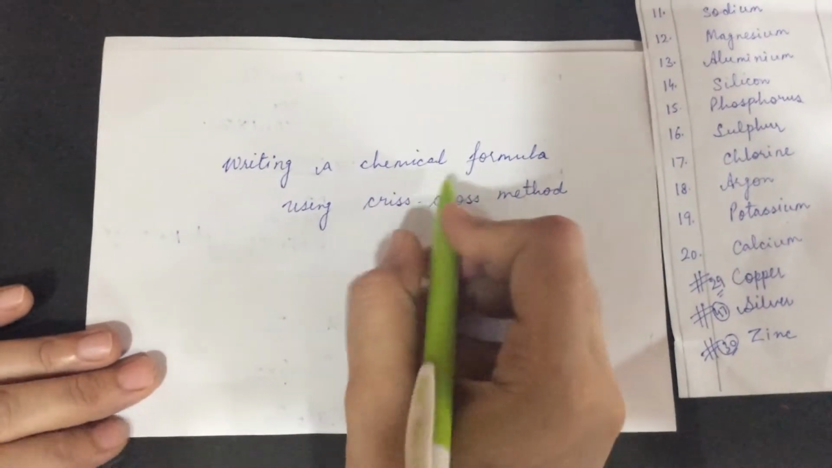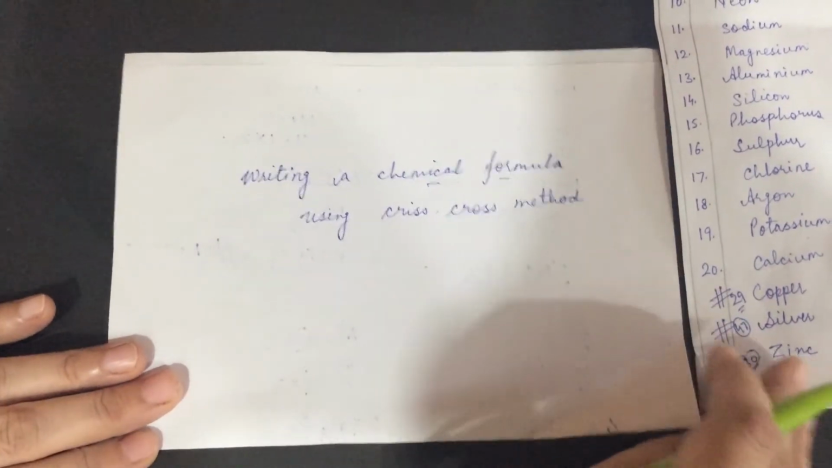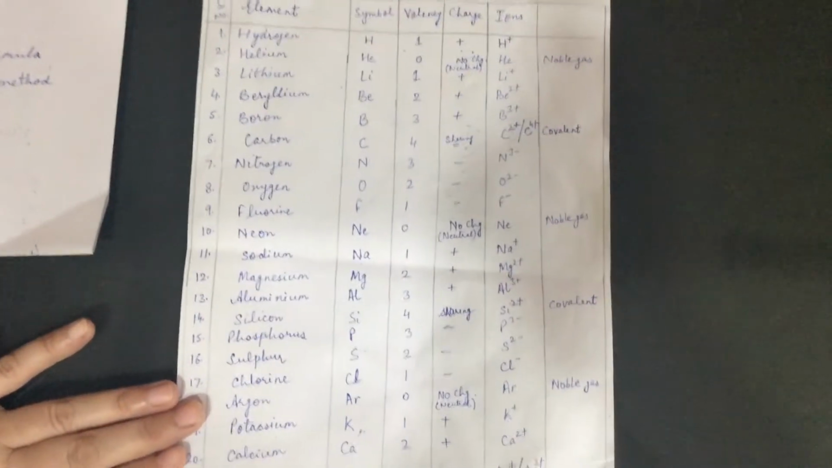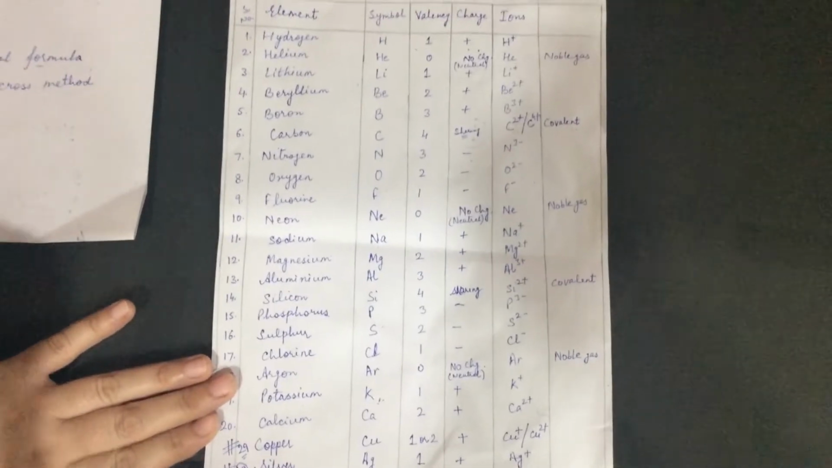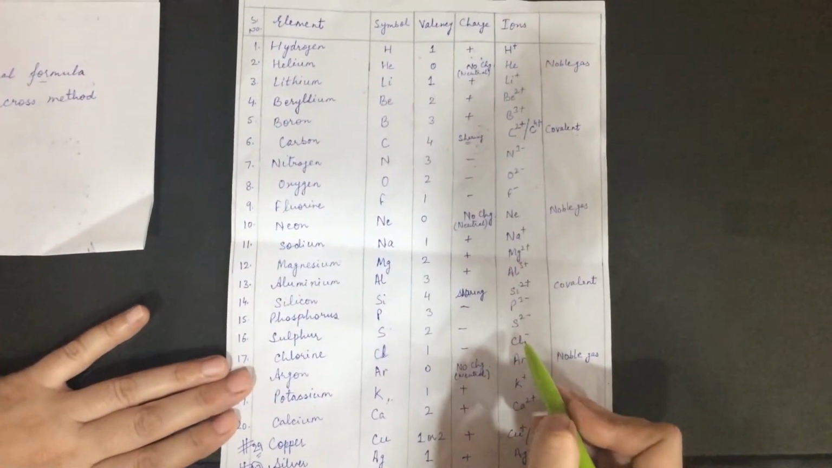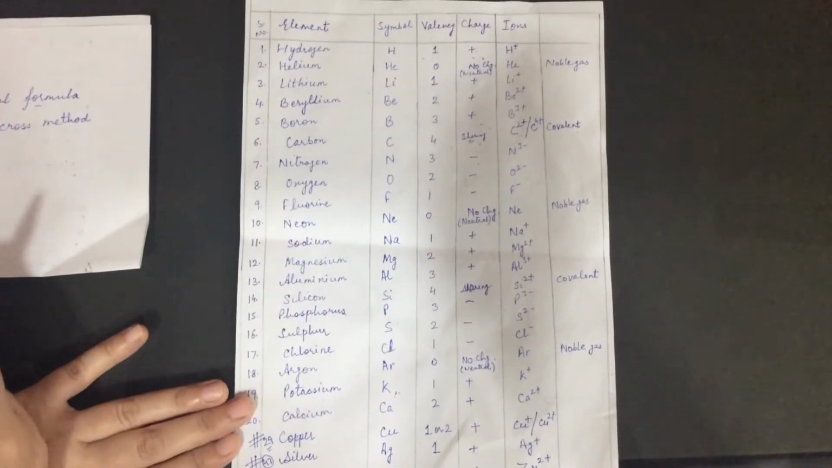So for writing a chemical formula, first of all you have to learn the elements with their symbols and valences. I have shared the list of very common elements, along with their symbols and valences and what type of ion they form, in the class. So you have to learn that list, rather you have to cram that list by heart.